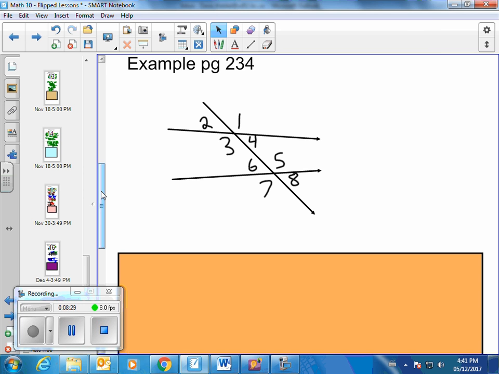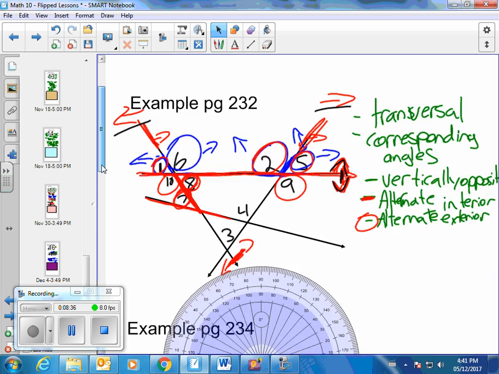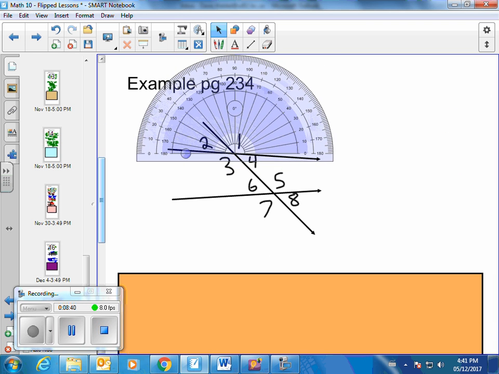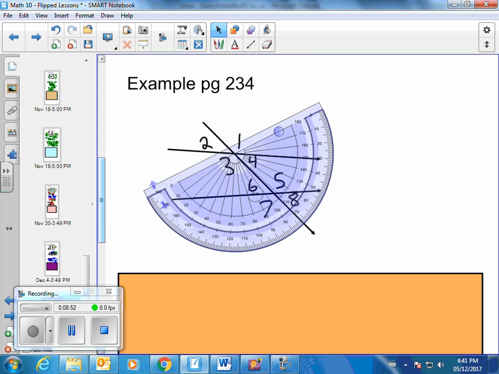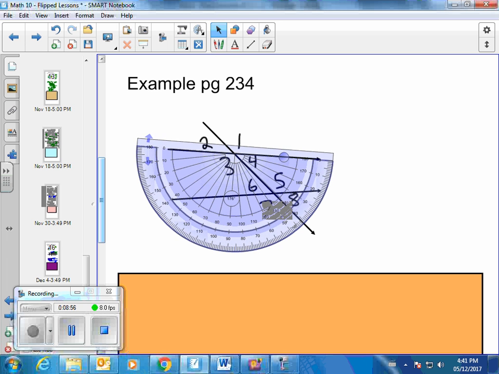So what they want you to do for this particular question, and I'm guessing my protractor is all the way up here, is they want you to basically be setting up your protractor so that you can look and see how much each angle is. And then you're going to be calculating them, and seeing how close those numbers are to being the same.